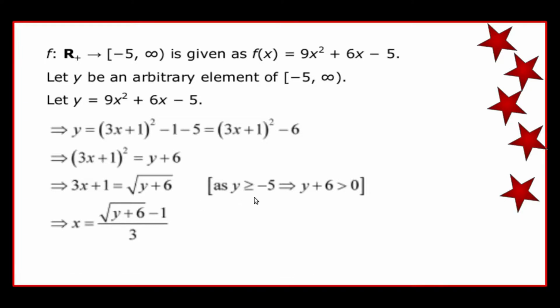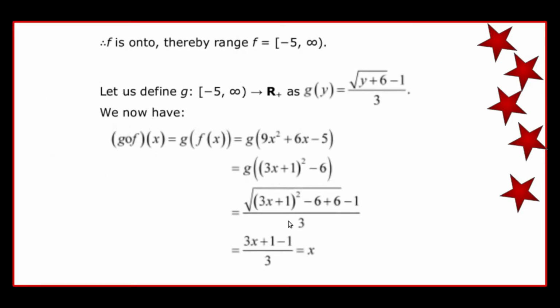Now here y is greater than or equal to minus 5. So y plus 6 is greater than 0. So f is onto. Now define g from minus 5 infinity closed at minus 5 to R plus, non-negative real numbers, as g of y equal to root of y plus 6 minus 1 by 3.